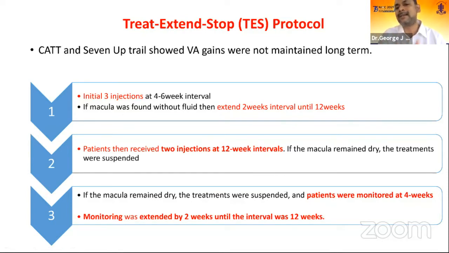These patients, rather than always being on injection, stop the injections and see. And if the macula still remains dry, the patient is put only on observation, that is initially monthly observation and extended to once in 3 months observation.